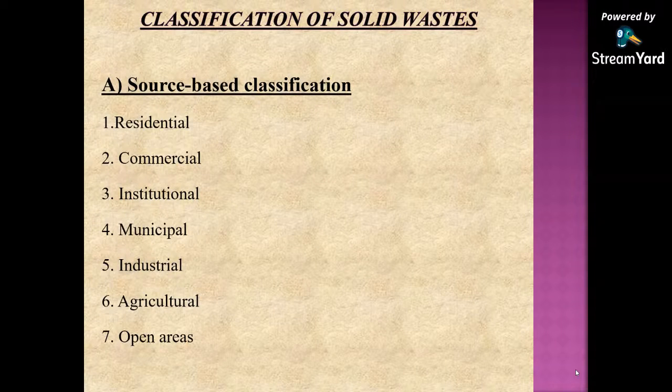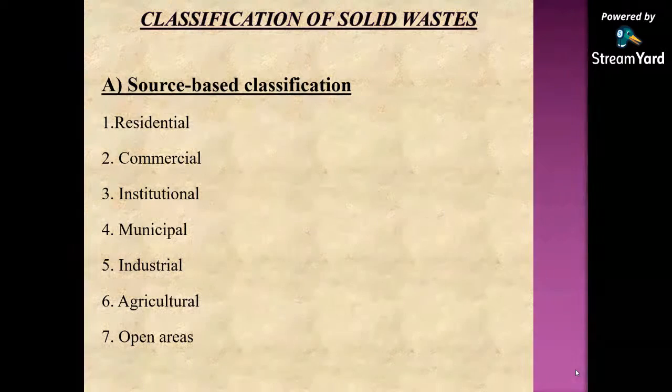So first is residential based classification. This refers to waste from apartments, dwellings, communities, houses, and consists of leftover food, vegetable peels, plastic, clothes, etc. So these are residential wastes.